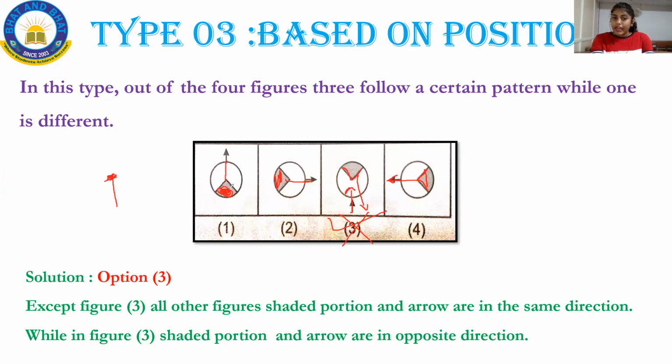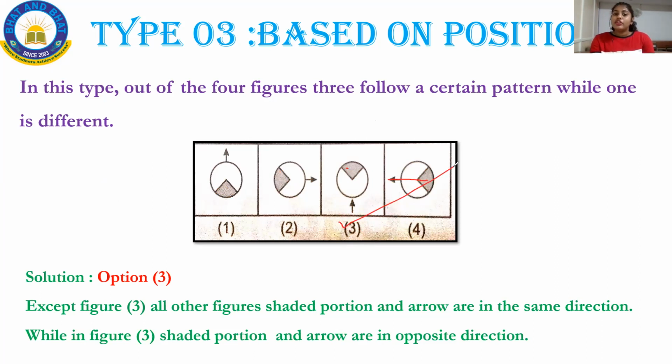The shaded part and the arrow head should be in the same direction. See, here it is the shaded part and then the arrowhead. Like the second one, this is the shaded part and then the arrowhead. The third one, see, it is like this. I'll erase everything. So see, this is my shaded part, but the arrow is in the opposite direction. Option 4, it is in the same direction. Therefore, option 3 is your answer.